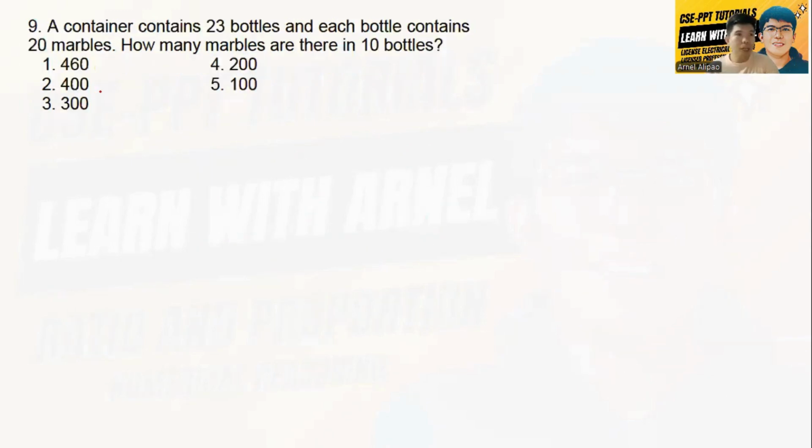We have 2 remaining problems. Number 9: a container contains 23 bottles and each bottle contains 20 marbles. How many marbles are there in 10 bottles? So we have the ratio, bottles is to marbles. For one bottle, there are how many marbles? 20 marbles. So 1 is to 20.